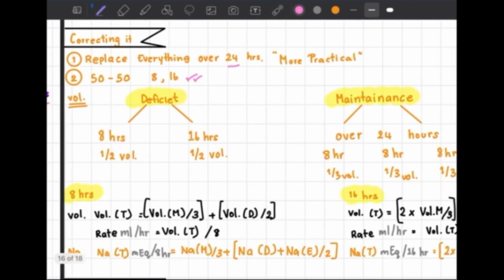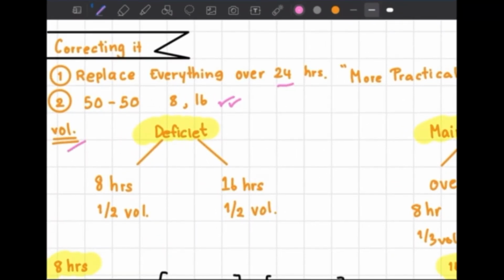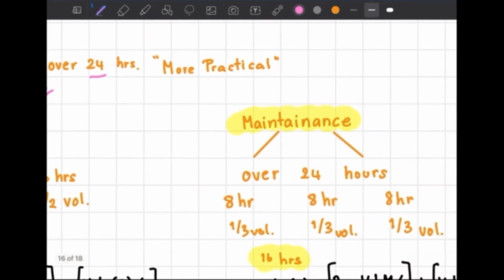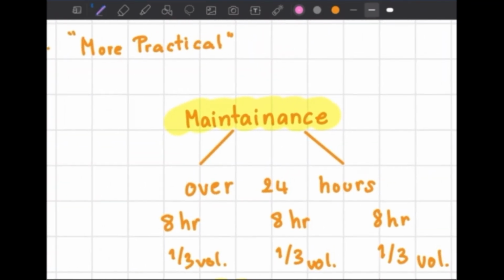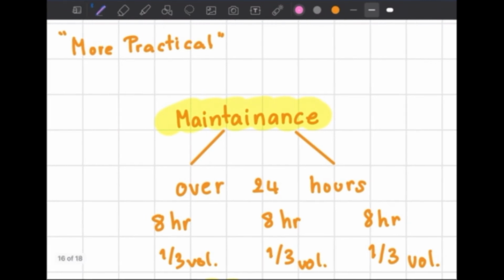Let's look at volume first. And the sodium basically mimics the volume, so I'm not gonna show the sodium here. So first let's talk about the maintenance volume because it's easy to understand. The total of the maintenance volume, you would correct it over 24 hours. The first 8 hours, you're gonna give 1/3 of the total maintenance. The second 8 hours, you would give 1/3 of the total maintenance. And the third 8 hours, you're gonna give 1/3 of the total maintenance. 8 times 3 is 24.